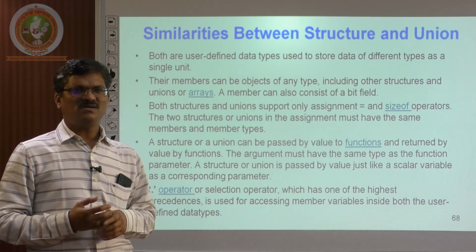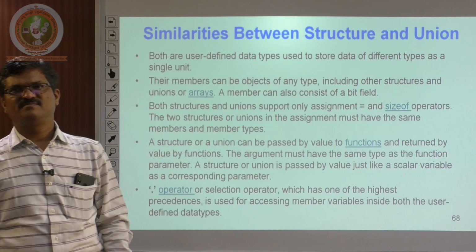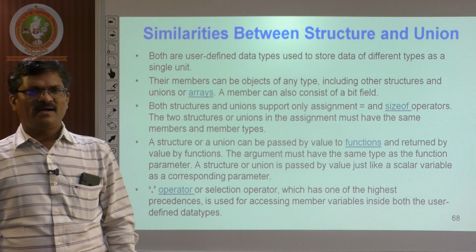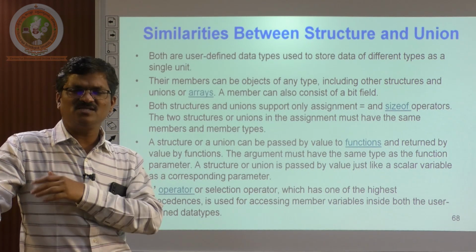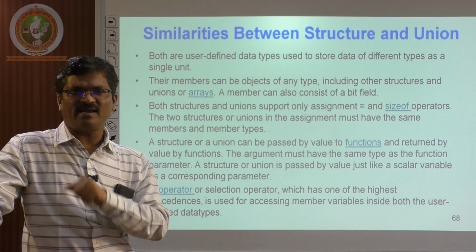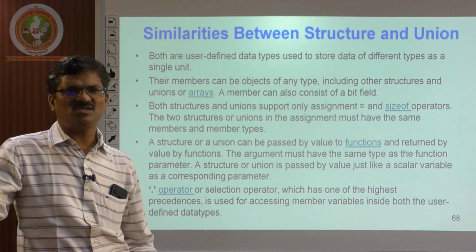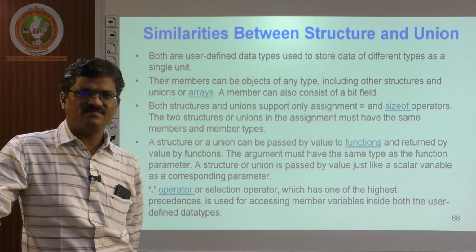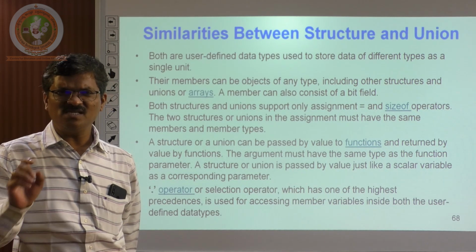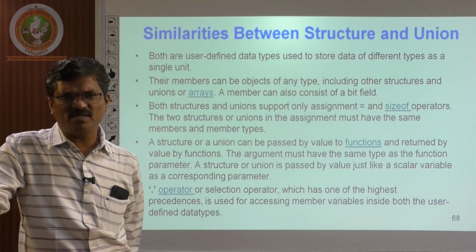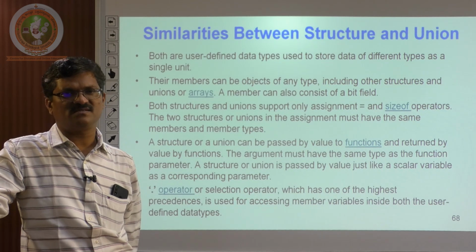So, we see that the similarities are that both are user defined data types, right, and their members can be objects of any type. A particular structure can contain another structure, a structure can contain an array, and hence we say that the members can be objects of any other type, including structures or unions or arrays. Both structures and unions support particular operations, something like the assignment operator or the sizeof operator, that we have discussed in the previous classes.